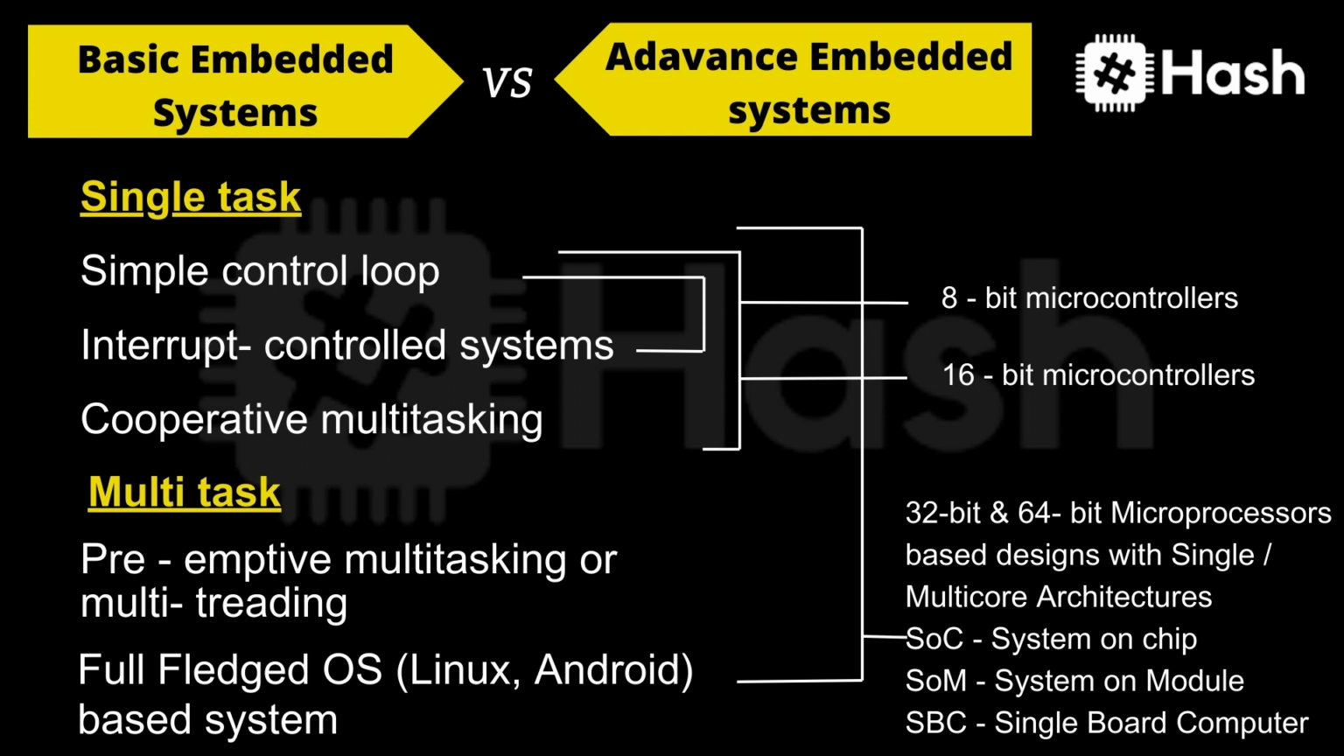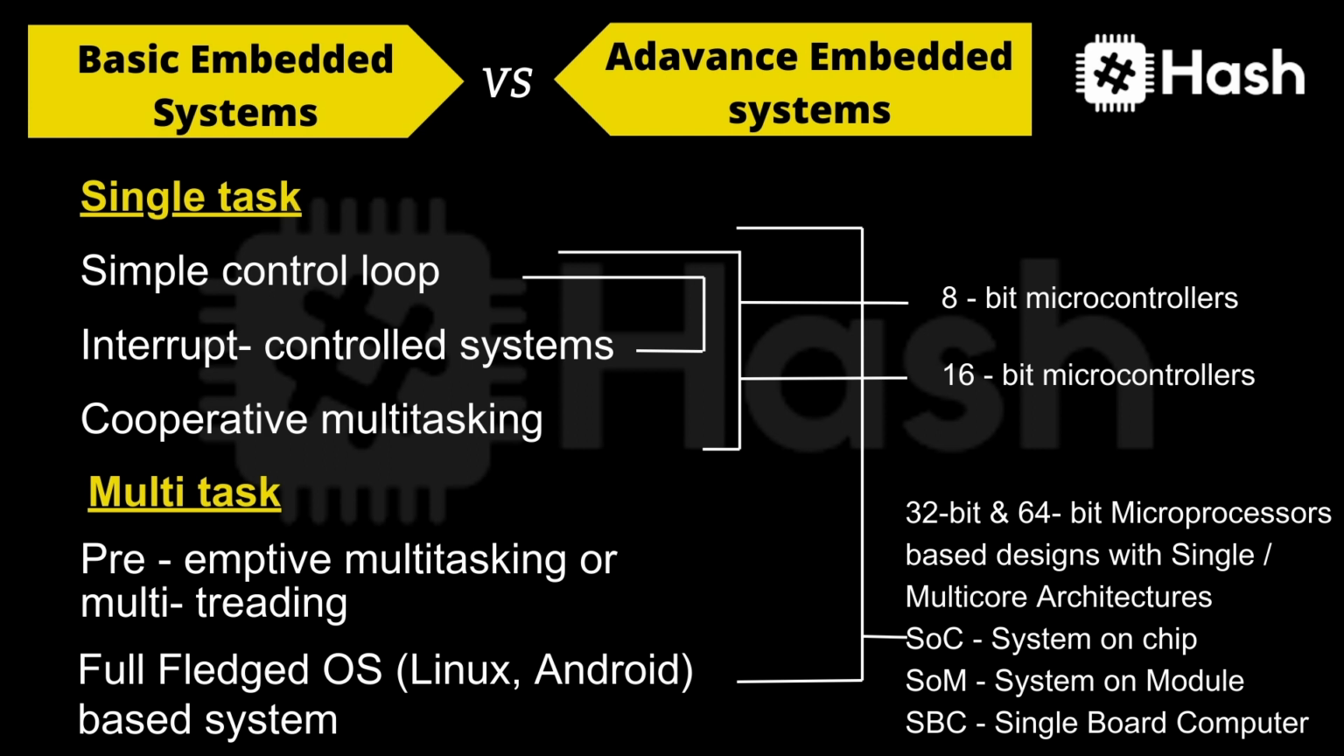As we move forward into more advanced architectures, the concepts we come across are preemptive multitasking or multi-threading. This is basically when the system has the capability of running multiple processes at the same time. It is not one task at a time. It has the capability of executing hundreds of instructions or hundreds of processes simultaneously.